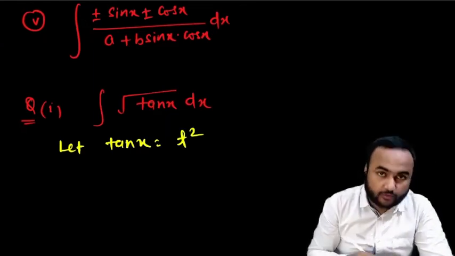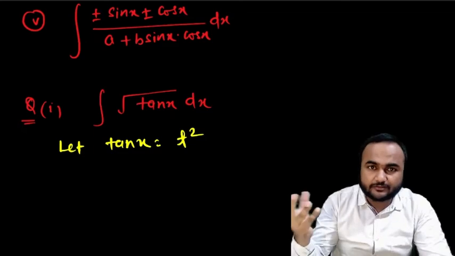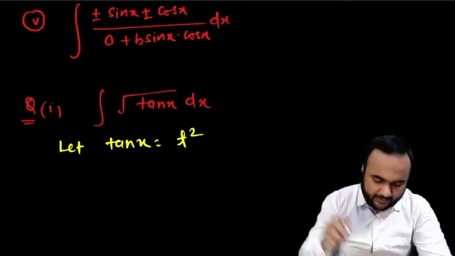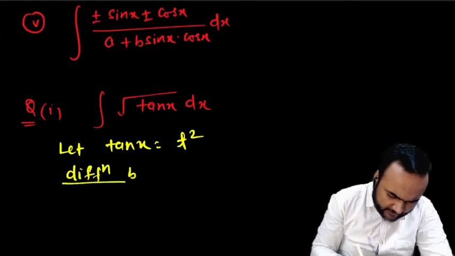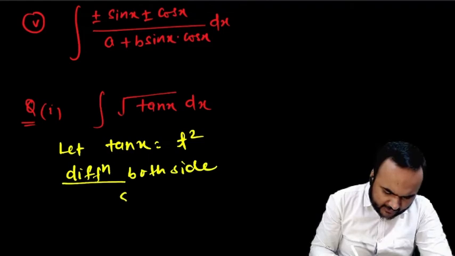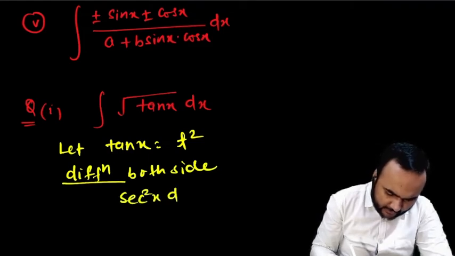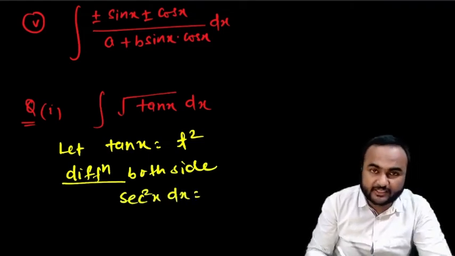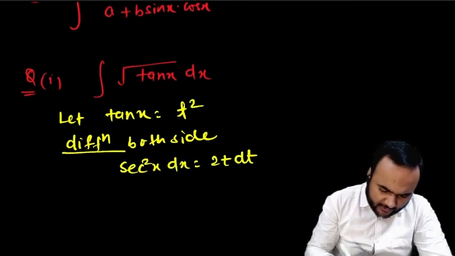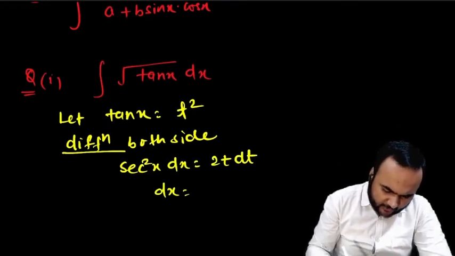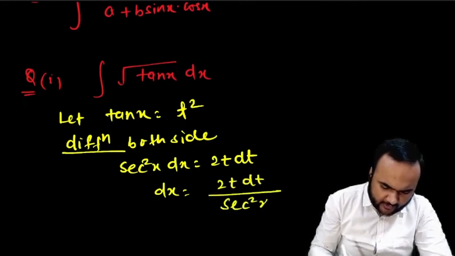So to convert the whole integration into the variable t, we are going to differentiate it. Differentiating both sides, the derivative of tan x will become secant square x into dx, and the derivative of t square with respect to t will become 2t into dt. So in this case, we can find the value of dx as 2t dt over secant square x.